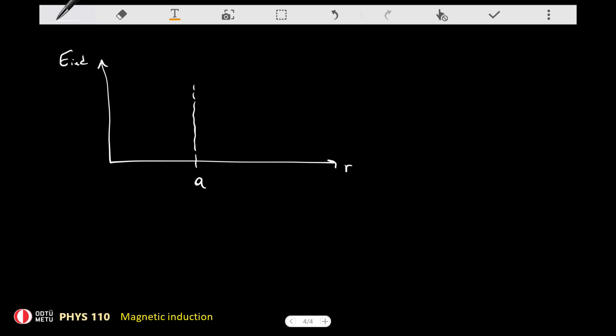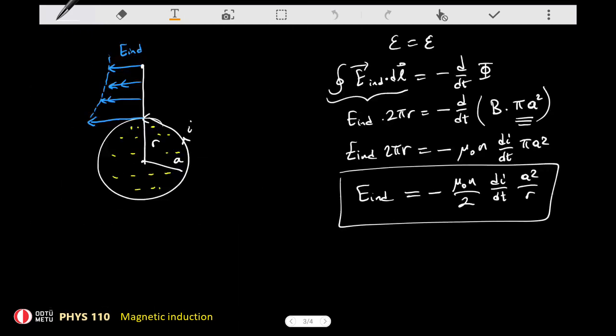So inside the solenoid, the induced electric field increases linearly. It just starts from 0 value at the axis, and then it reaches the maximum value at the edge of the solenoid. So outside, it just decreases like 1 over r. So outside, it has a 1 over r behavior. Inside, it is r. Again, let's remember that this is the non-conservative electric field. So therefore, we cannot define a potential for this electric field.